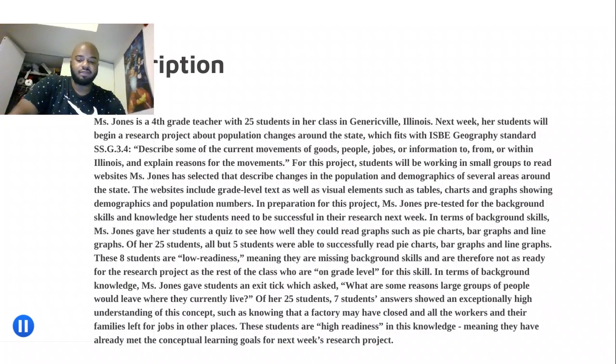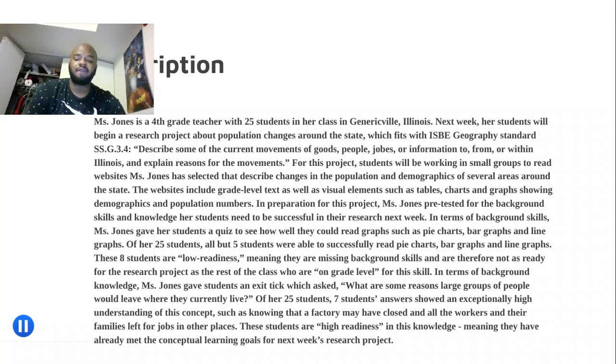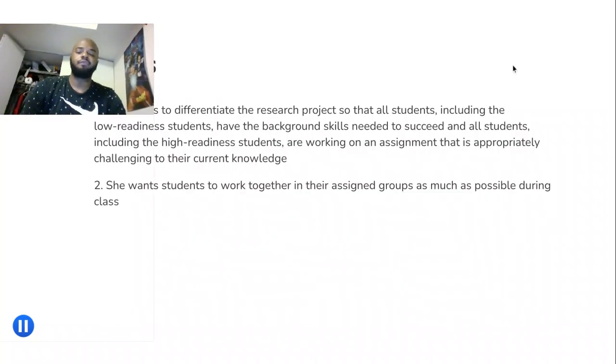In terms of background knowledge, Ms. Jones gave students an exit ticket when asked, what are some reasons large groups of people would leave where they currently live? Of her 25 students, 7 students' answers showed an exceptionally high understanding of this concept, such as knowing that a factory may have closed and all the workers and their families left for jobs in other places. These students are high readiness in this knowledge, meaning they have already met the conceptual learning goals for next week's research project.